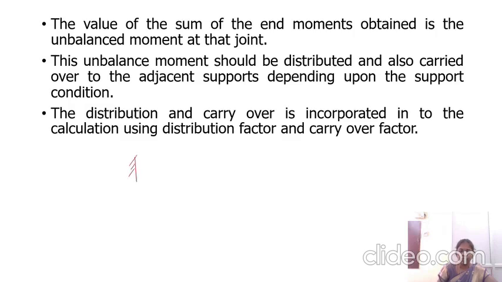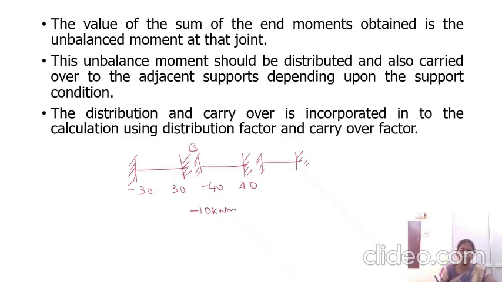How does the unbalanced moment occur? If you consider continuous beams with an intermediate fixed support, here you will get some fixed end moment, minus 30, here plus 30. Here it is minus 40, if it is plus 40, you will have the unbalanced moment of minus 10 kilonewton meter at the joint B.